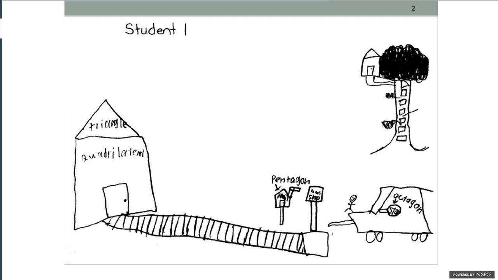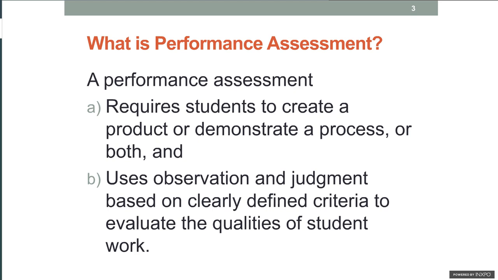Performance assessment can be defined in 2 parts. A performance assessment requires students to create a product, which is what we just saw. The students had to create that little product, that drawing, or demonstrate a process, or both. And the scoring or evaluation of that work is done with observation and judgment.